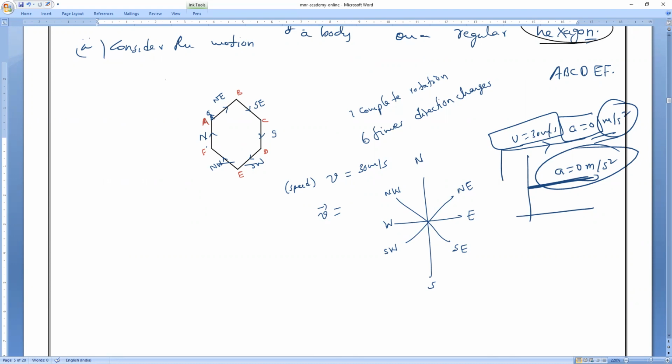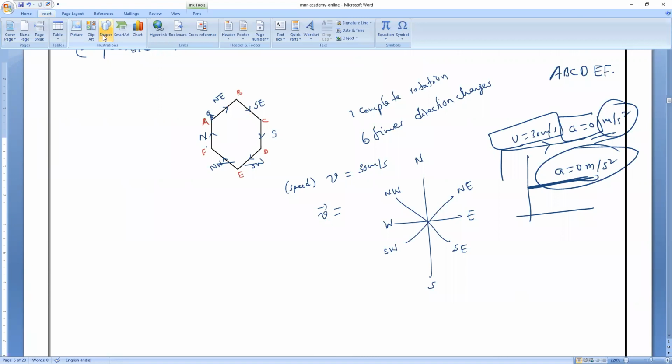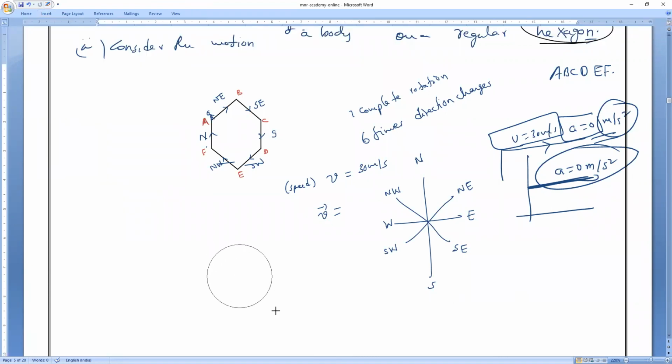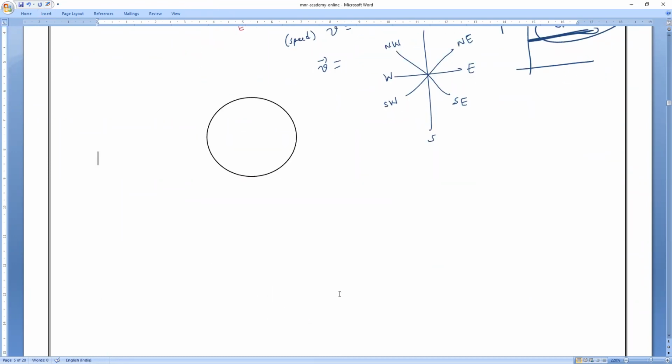finally the path will turn into what? I keep on adding the number of sides. Then finally the path will change into what? Circle. The path will turn into a circle. Am I clear? So now that is the path. Now this path turns into circular.